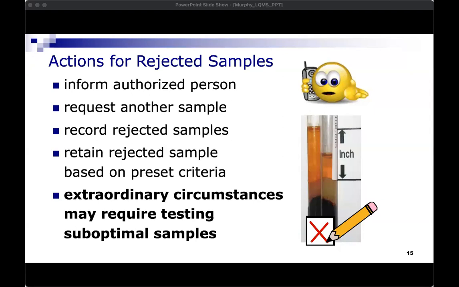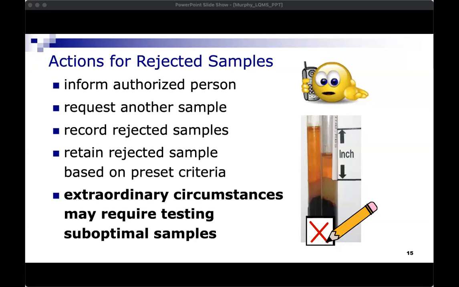So it's really important when rejecting the sample, you need to promptly inform the authorized person that the sample is unsuitable for testing, request another sample, and make sure you emphasize what was done wrong and point them to the lab handbook. And then retain that rejected sample and also clearly record the reason for rejection, especially if you need to consult with people to see whether or not it can be run. Always keeping good records is good practice.